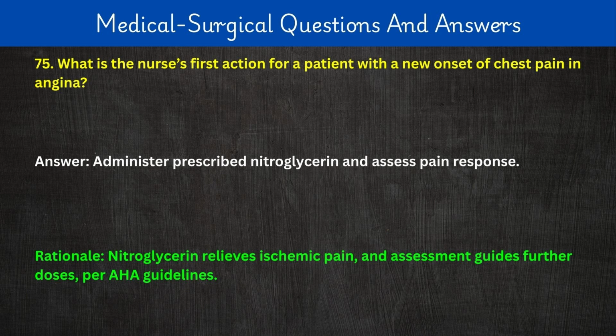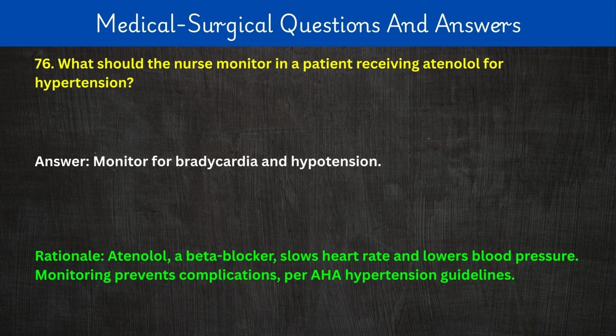75. What is the nurse's first action for a patient with a new onset of chest pain and angina? Answer: administer prescribed nitroglycerin and assess pain response. Rationale: nitroglycerin relieves ischemic pain and assessment guides further doses, per AHA guidelines.